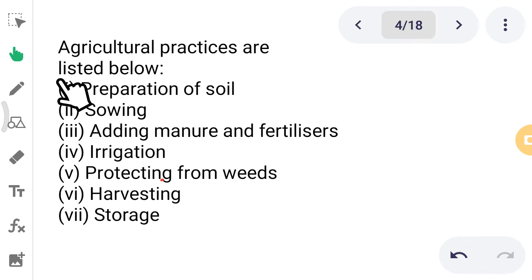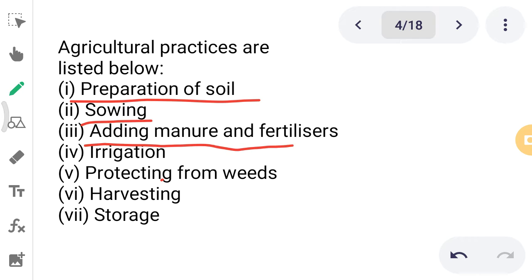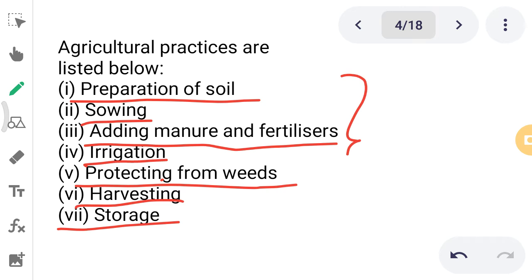Agricultural practices are listed below. So now let us see a few agricultural practices practiced by the farmers. First is preparation of the soil, sowing, adding manure and fertilizers, irrigation, protection from weeds, harvesting, and storage. So if you see all these, you can just see a cycle of one crop.